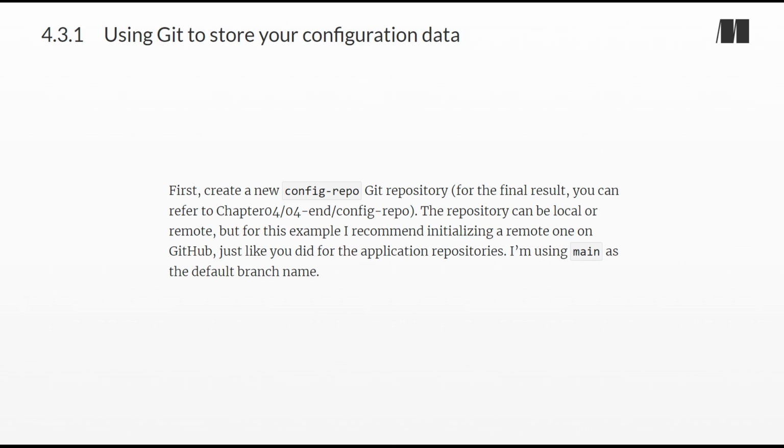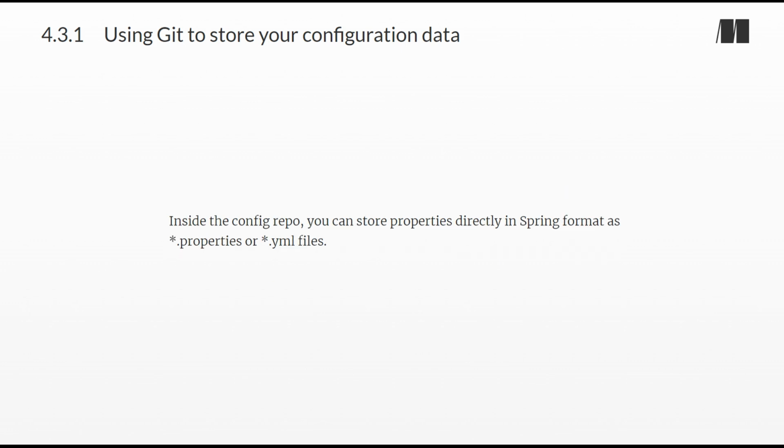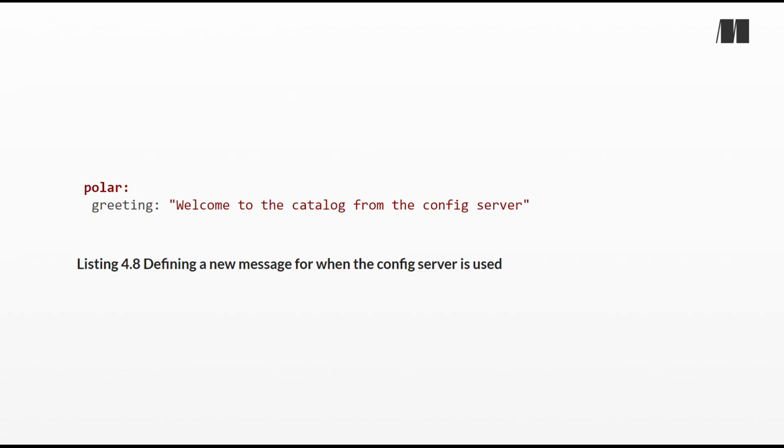04/04n/config repo. The repository can be local or remote, but for this example, I recommend initializing a remote one on GitHub, just like you did for the application repositories. I'm using main as the default branch name. Inside the config repo, you can store properties directly in Spring format as *.properties or *.yml files. Continuing with the catalog service example, let's define an external property for the welcome message. Navigate to the config repo folder and create a catalog service.yml file.